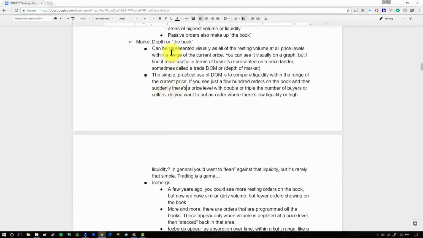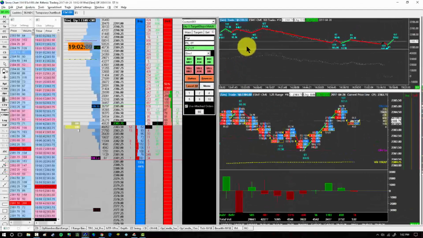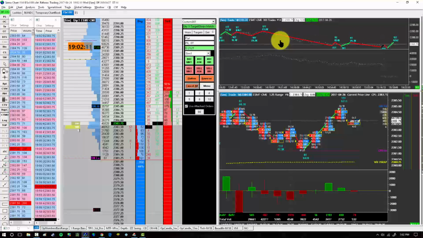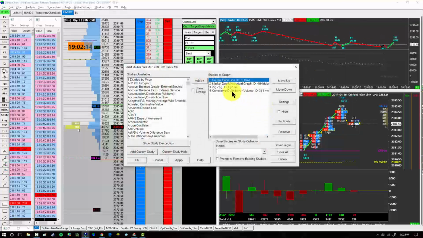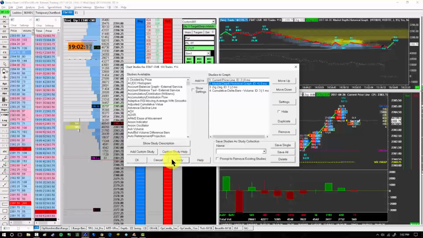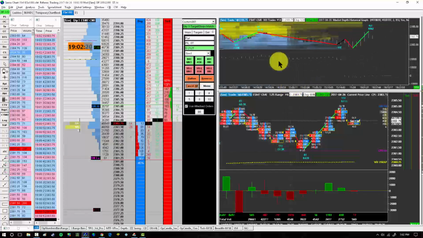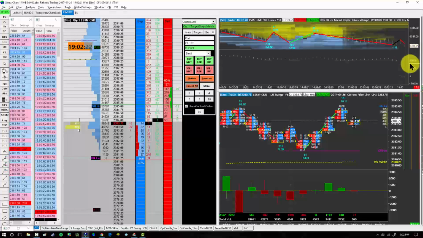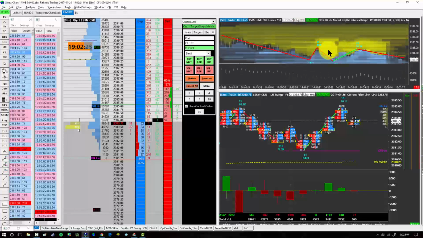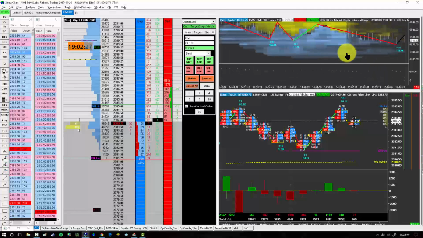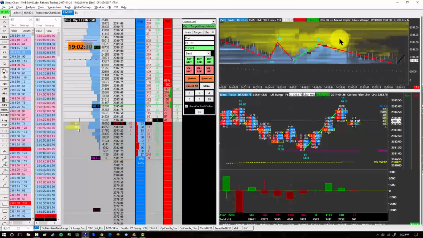So market depth, or the book as it's sometimes called, can be represented as all of that resting volume at all price levels within a range of the current price. I can throw in a study here, I can activate it, called market depth. And here, I'll show it. So market depth is somewhat filtered as well, but basically it shows thickness where there are a lot more orders on the book, and then projects it forward, just to fill in some space here.